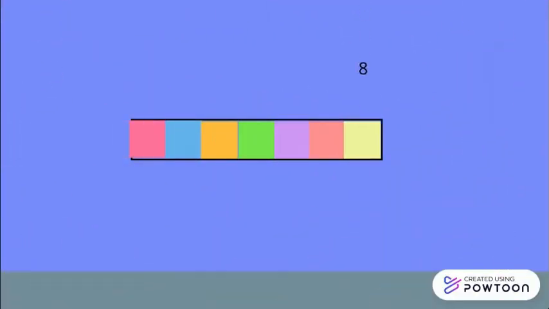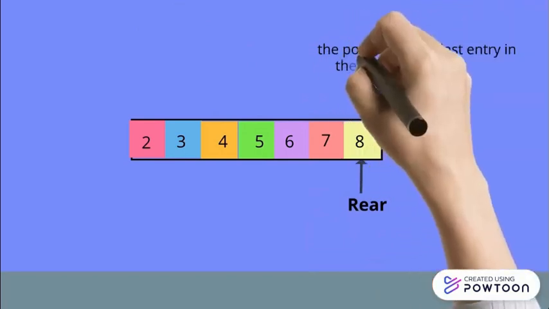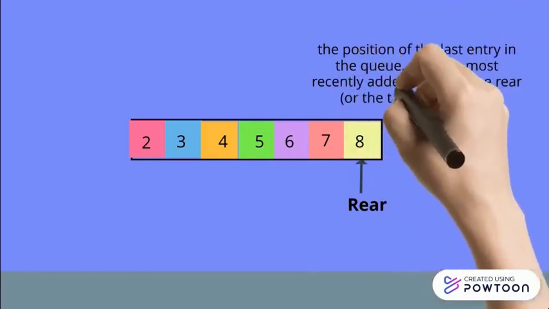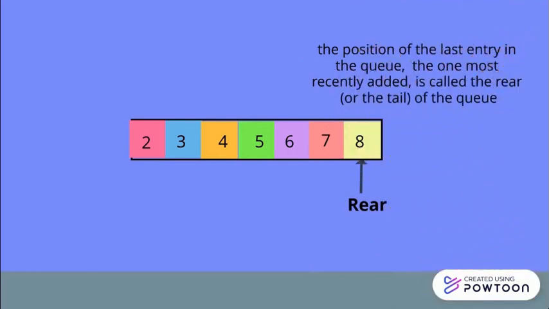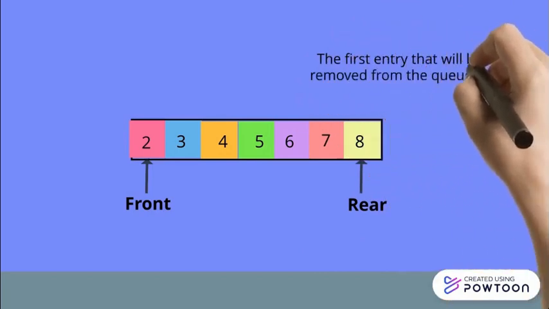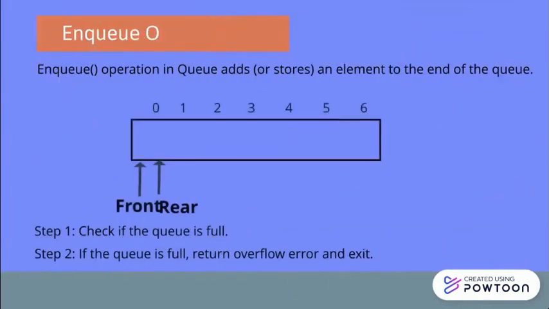First, let us assume there is a queue which contains elements from 2 to 8. So here rear is known as the last element, the position of the last entry in a queue. The one that is most recently added in a queue is called the rear of the queue. Likewise, here the 8 is the rear element. Front, the first entry that will be removed from the queue first, is known as the front of the queue. Now let us see the enqueue operation in detail.